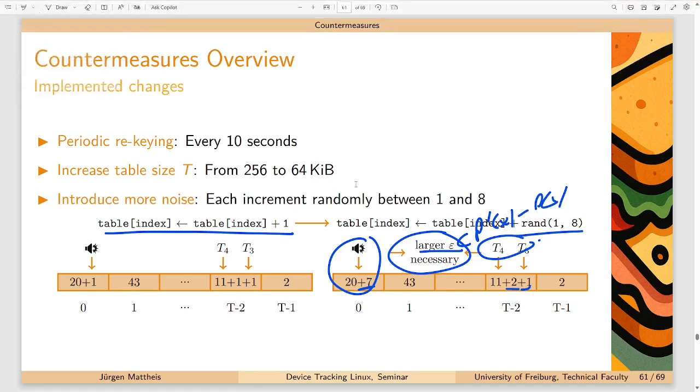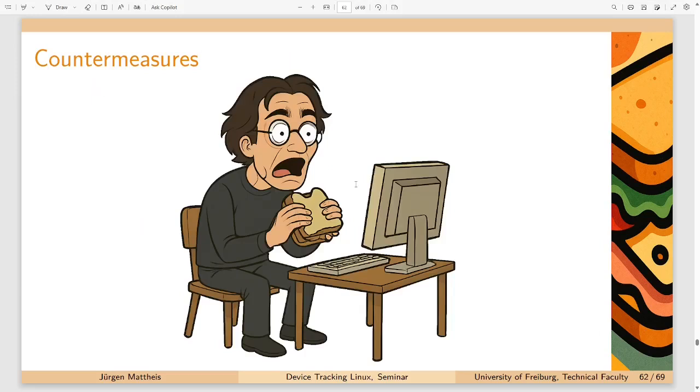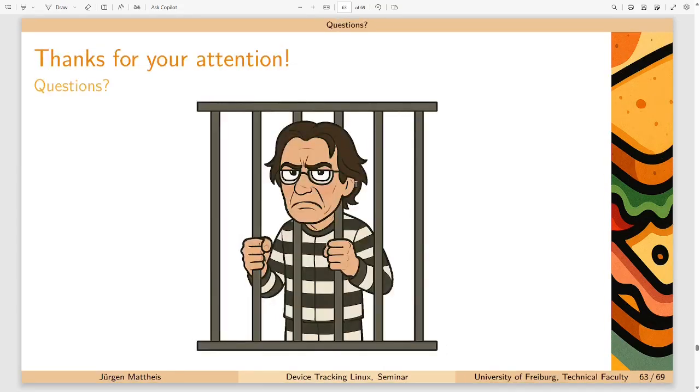And by this, hopefully the attack is infeasible over time, and hopefully also over space. And now, are there questions?